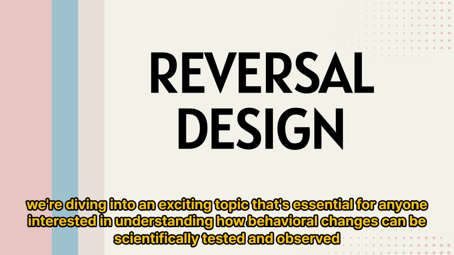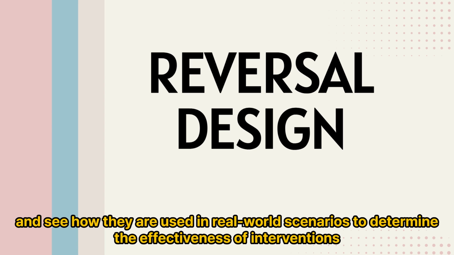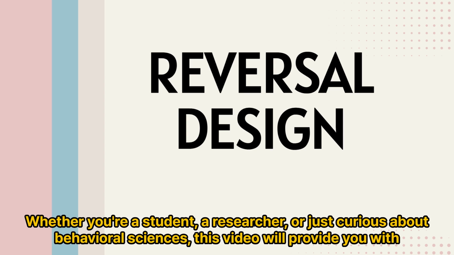Today, we're diving into an exciting topic that's essential for anyone interested in understanding how behavioral changes can be scientifically tested and observed. We're going to explore different experimental designs, including the powerful ABA and ABAB designs, and see how they are used in real-world scenarios to determine the effectiveness of intervention. Whether you're a student, a researcher, or just curious about behavioral sciences, this video will provide you with a clear understanding of these methodologies.